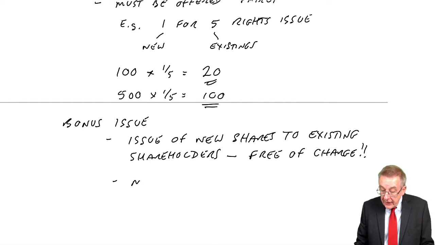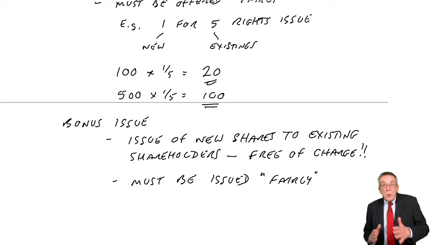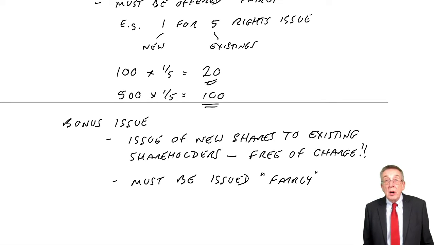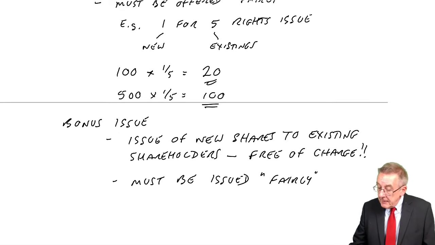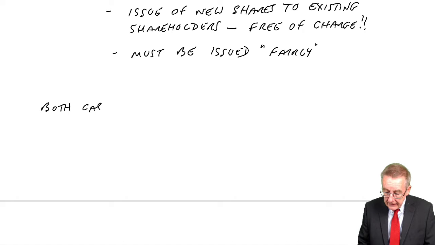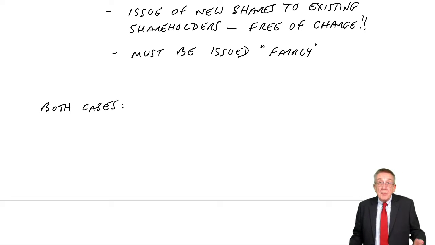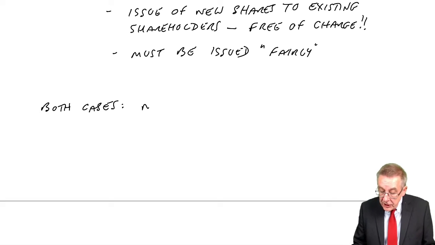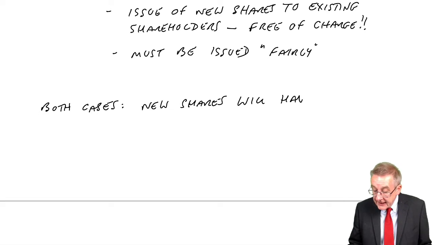Just as with a rights issue, they must be issued fairly. So again, it might be 1 for 5. They give them 1 new one for every 5 they currently hold. It could be 1 for 3, 1 for 4, 1 for 2. It's always expressed in that sort of way. Finally, before we look at the example, in both cases, the new shares, they're going to be new shares, obviously. Rights issue, they're having to pay for them. Bonus issue, they're given free. But the new shares will have the same nominal value as the existing shares.